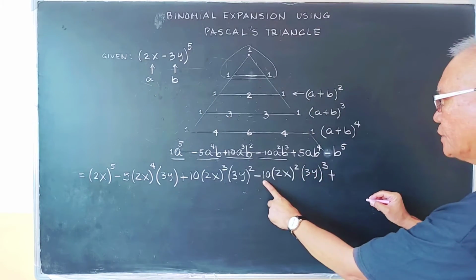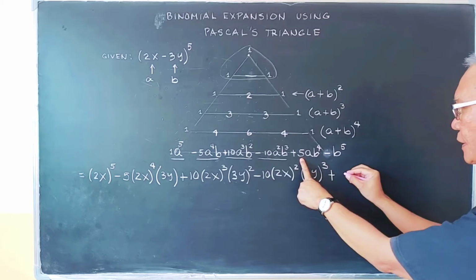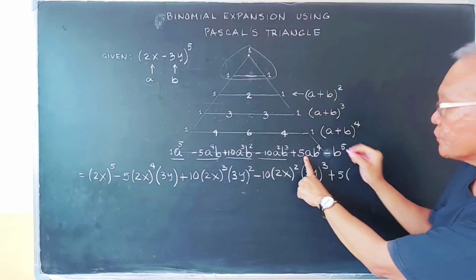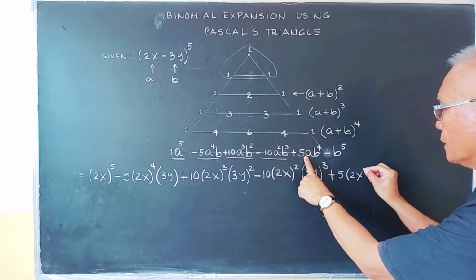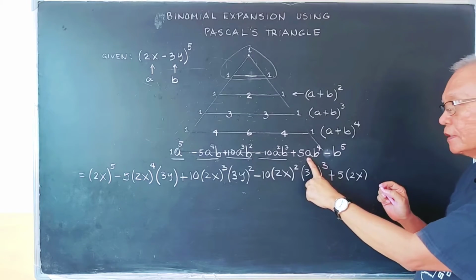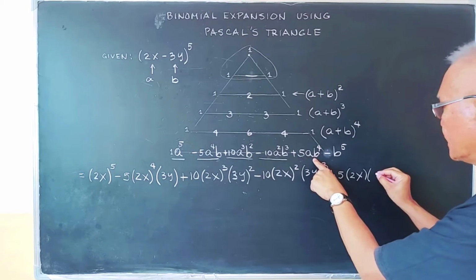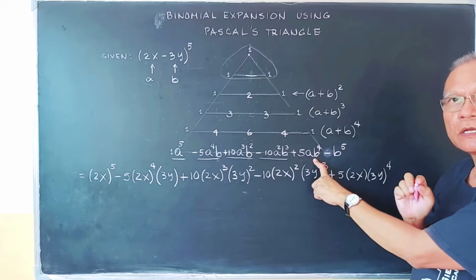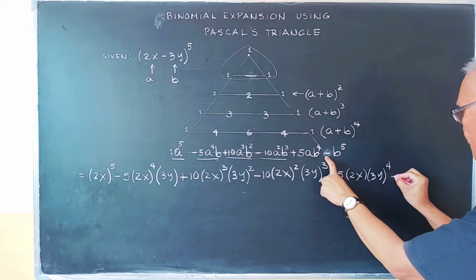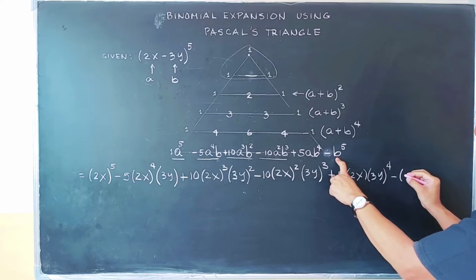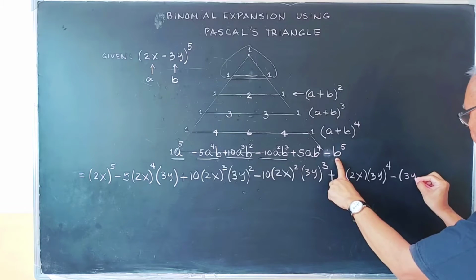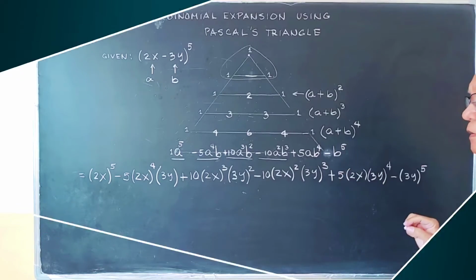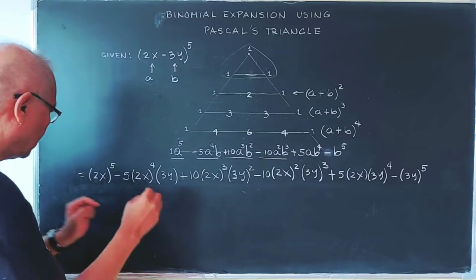Now we have minus, we have plus, so we're here, 5. We write the 5 here. What is A? It's 2x. To the first power only. Now let's have our B. It says 3y. And this one is to the fourth power, minus, and this one is for B only, which is 3y raised to the fifth power. Okay. Okay, let us now multiply.